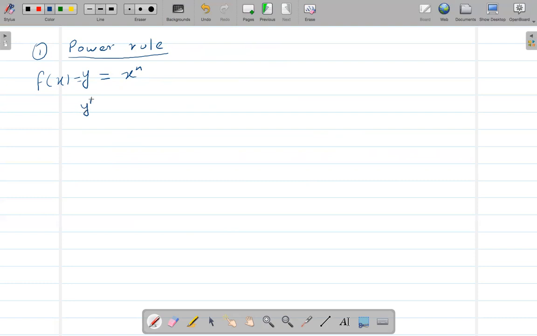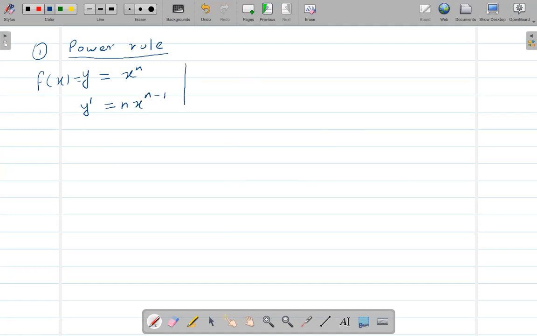It's not y to the power 1, it's y prime. So y prime means a derivative. When you use the power rule to take the derivative of this, the idea is to bring this n down here. So n, and then x to the power, and on the power we get a new number, whatever the n is, n minus 1.